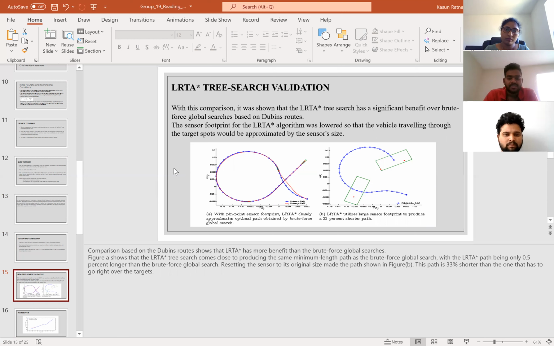LRTA star research validation. Comparison based on the Dubins route shows that LRTA star has more benefit than the brute force global searches. Figure A shows that the LRTA tree search comes close to producing the same minimum length path as the brute force global search, with the LRTA star path being only 0.5% longer than the brute force global search. Resetting the sensor to its original size made the path shown in figure B. This path is 33% shorter than one that has to go right over the targets.